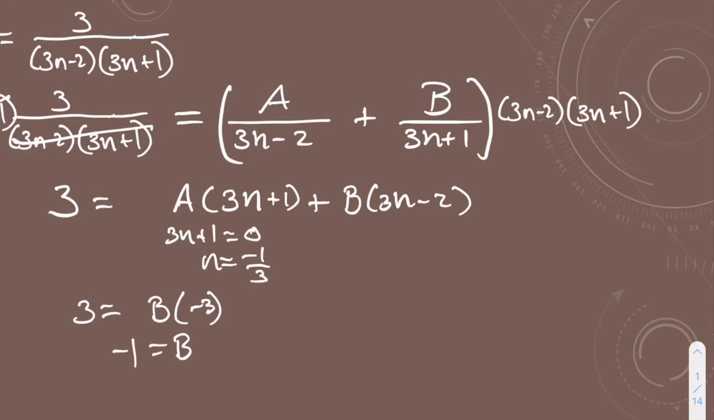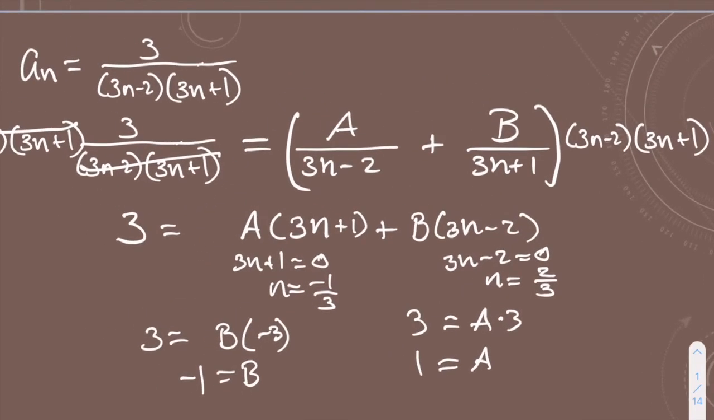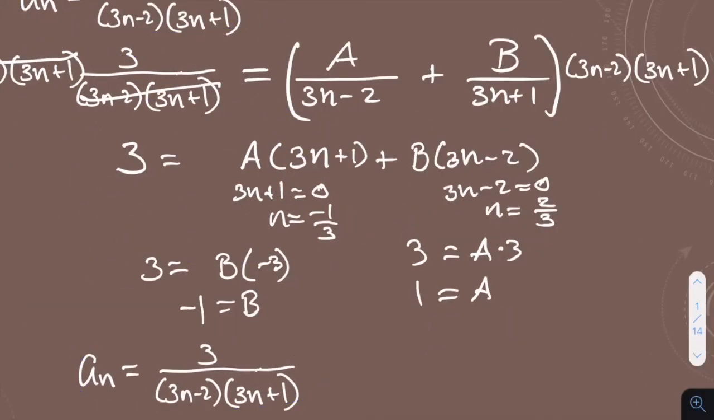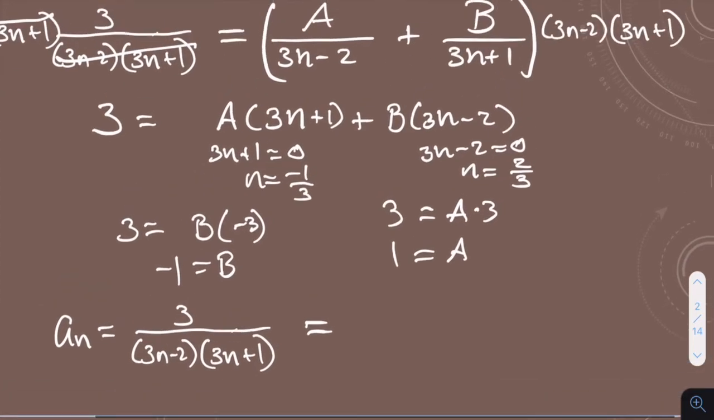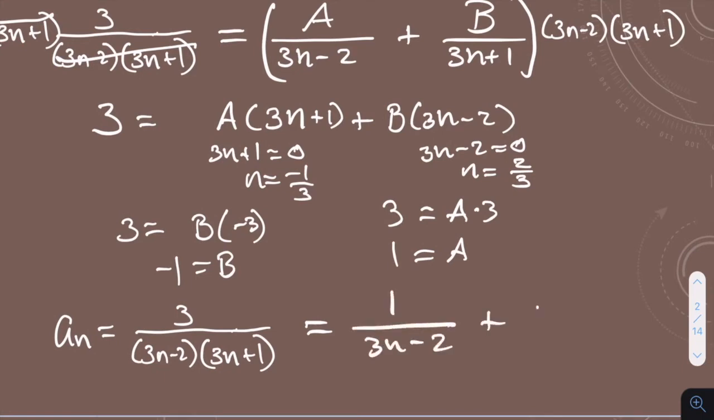So let's go the other way now. Let's let 3n minus 2 equal 0. That happens when n is equal to positive 2 over 3. If we let that happen, that's going to turn the b expression into 0. And the a expression is going to be a times 3 times, that's 2 plus 1, so a times 3 is equal to 3. That turns a into positive 1. So what that does for us now is allows us to say that this expression can be rewritten as a sum of two fractions: 1 over 3n minus 2 plus negative 1 over 3n plus 1.